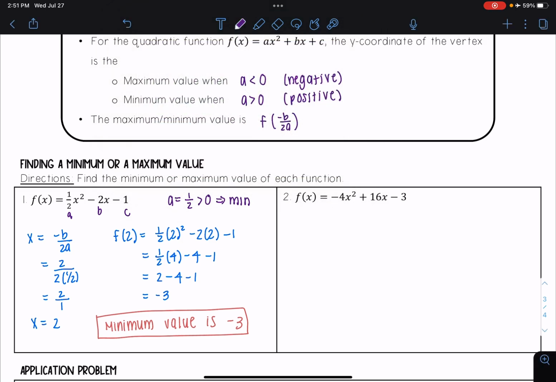Okay, let's look at another one. So here I have f of x is equal to -4x squared plus 16x minus 3. I'm going to go ahead and first label my a, b, and c. So I have a is -4, b is 16, and c is -3. So here my a is equal to -4, which is less than 0. So since this one is negative, that means that this is going to be a maximum that we're finding.